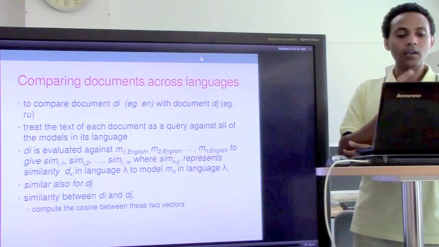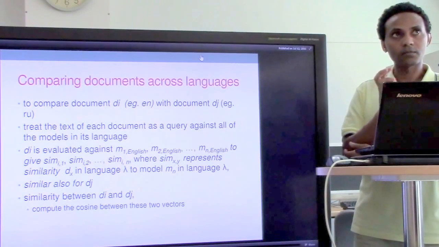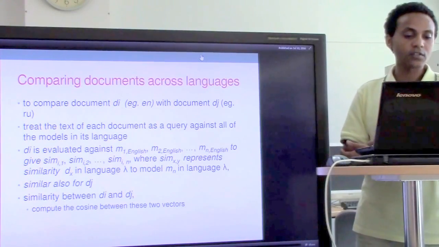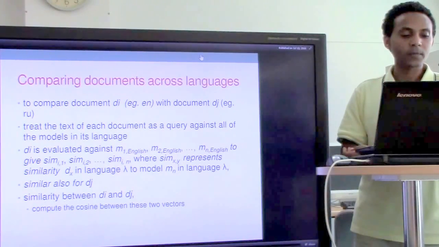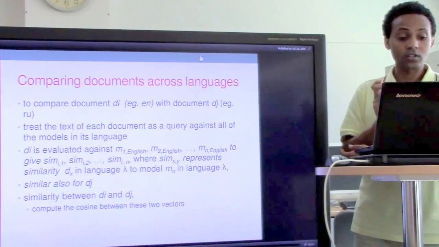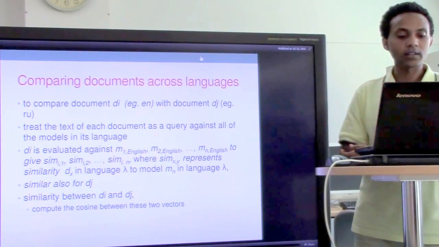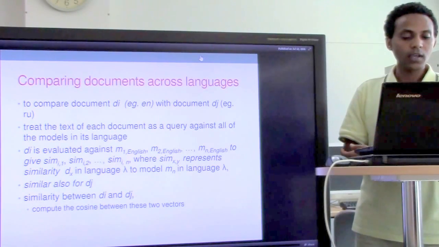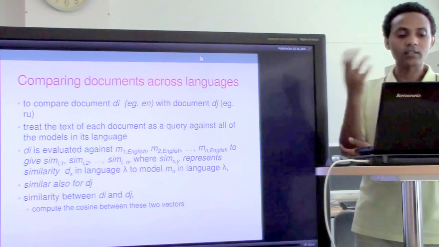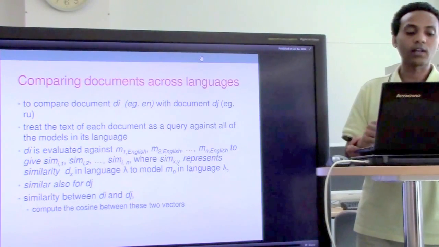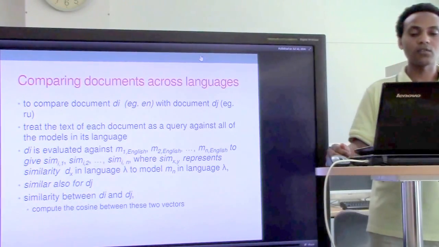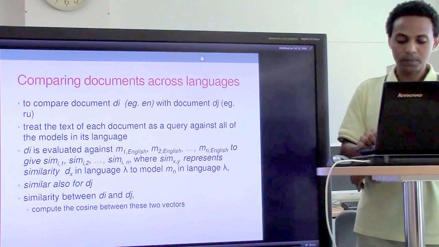So by using their engine, the cross language information retrieval engine, they get similarity matrices. As in the dissimilarity theory, SIM1 is the similarity matrix, or the similarity value from DI to M1 English. And similar will also be done for the other language, the source language and the target language. So DI is the source and DJ is the target language. And then similarity between the DI and the DJ language will be calculated based on cosine similarity of the vectors.